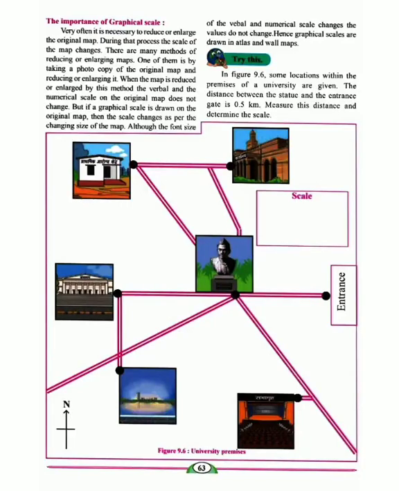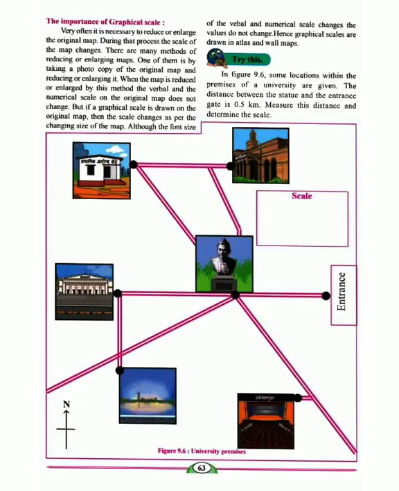One of them is by taking a photocopy of the original map and reducing or enlarging it. When the map is reduced or enlarged by this method, the verbal and the numerical scale on the original map does not change. So one case is that you can take a photocopy of that particular map. When you take the photocopy, now you can enlarge it, and if you want to make it bigger you can, or smaller you can.